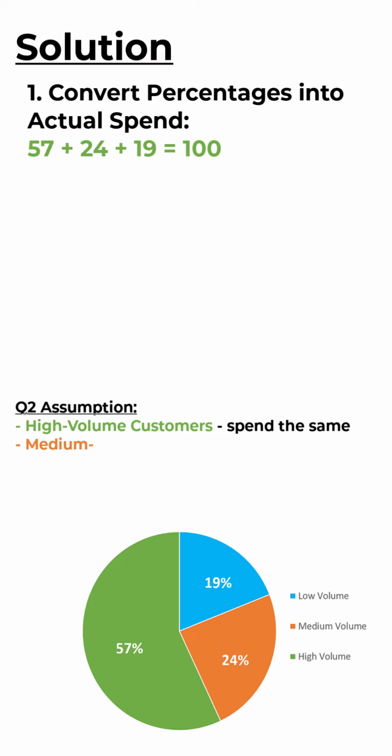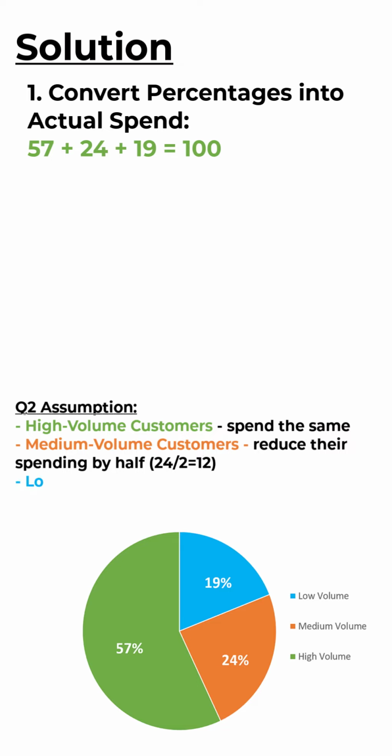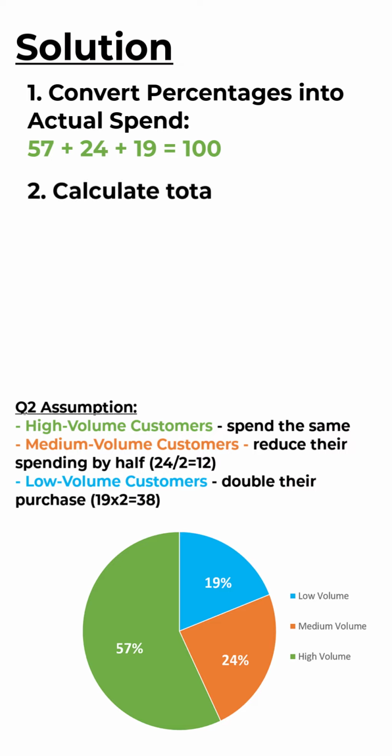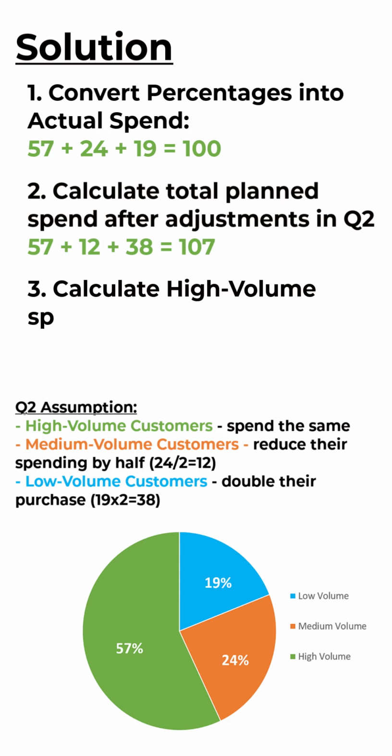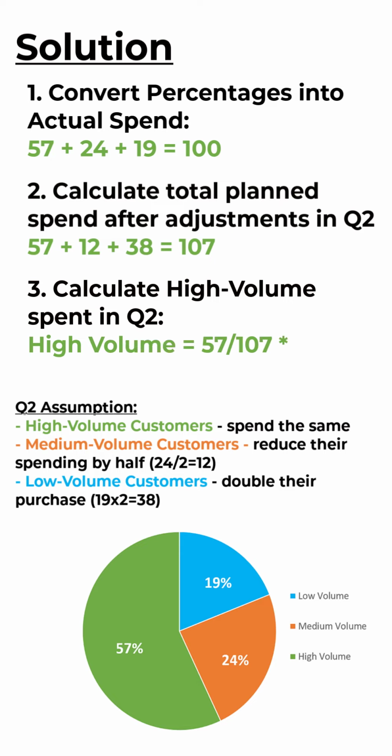57 for high-volume customers will remain the same. But we know that the medium-volume customers will spend half, and half of 24 is 12. And then we know that the low-volume customers are planning to double their spending, which would be 19 multiplied by 2, which is 38. So the new equation will be 57 plus 12 plus 38, which would be equal to 107. To calculate Q2 percentage spent for high-volume customers, we need to divide 57 by 107 and multiply it by 100%.